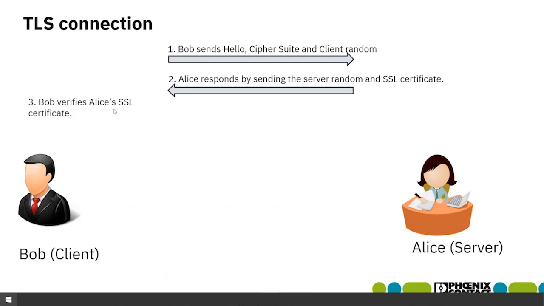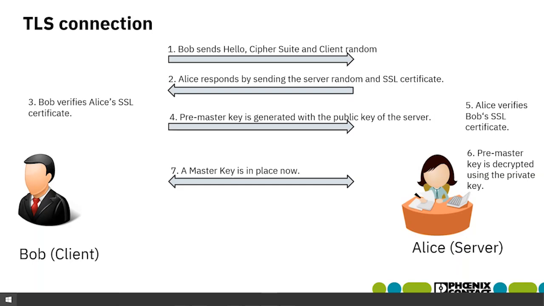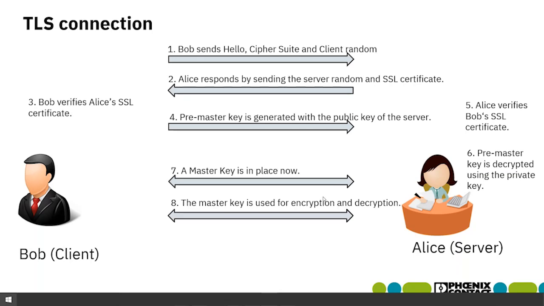Now Bob can verify the certificate, whether Alice is really Alice and not somebody else. And if that is the case, he will send over a master key, which is created with his public key or with the public key of Alice. And now Alice can also verify if Bob is Bob. And if that is the case, she can decrypt the master key that Bob has sent. So they have now negotiated a master key, and this is then used for the encryption and decryption of the data.